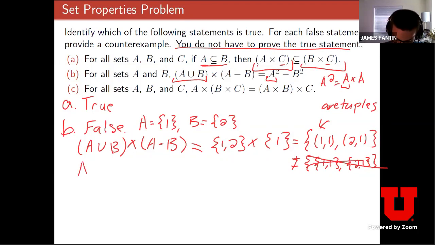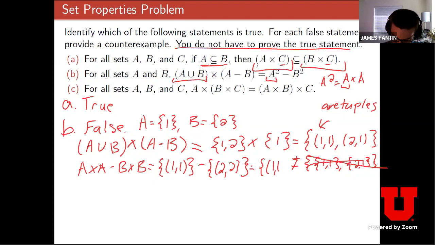And then we can take a look at, well, what's A cross A minus B cross B? Well, A cross A, that's just the set containing the tuple 1, 1, and we're going to subtract out the set containing the tuple 2, 2, and that's just the set containing the tuple 1, 1. And notice these two are not equal. The set containing 1, 1. In the other case, we have the set containing 1, 1 and 2, 1. So those are unequal.